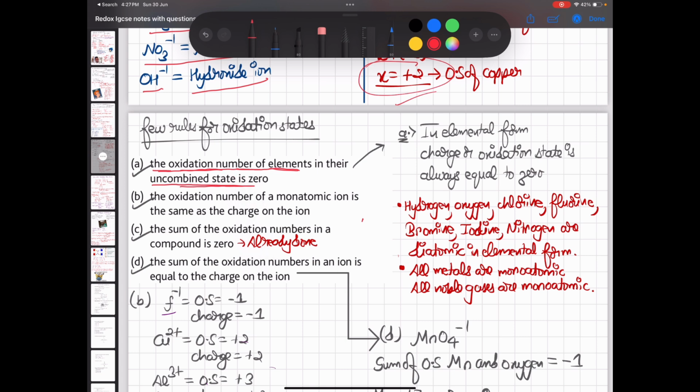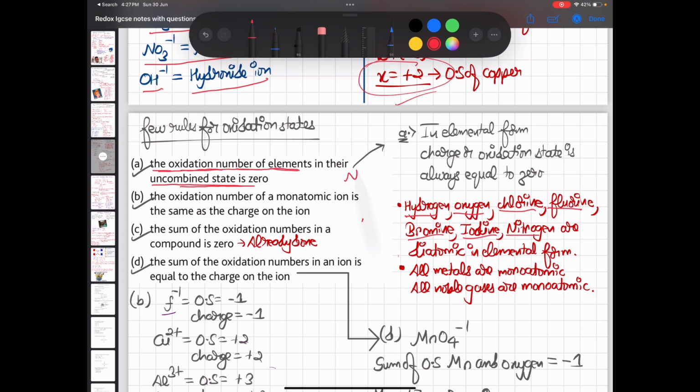Now this question arises: how do we know what is the elemental form? I am here. I'll help you with that. All of us need to know that there are diatomic molecules, there are monoatomic molecules. So hydrogen, oxygen, chlorine, fluorine, bromine, iodine, nitrogen, these all are diatomic molecules. What do diatomic molecules mean? That they exist in diatomic form in nature.